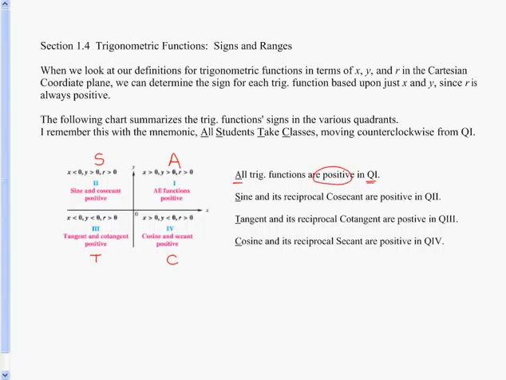The S helps me know that sine and its reciprocal, we'll talk of that in a minute, cosecant, are positive in quadrant 2. And then in quadrant 3, tangent and its reciprocal cotangent. And 4 would be cosine and secant. Those are positive in quadrant 4. So these are where those are positive. Everything else would be negative. And you can look at the x, y values and determine that yourself.